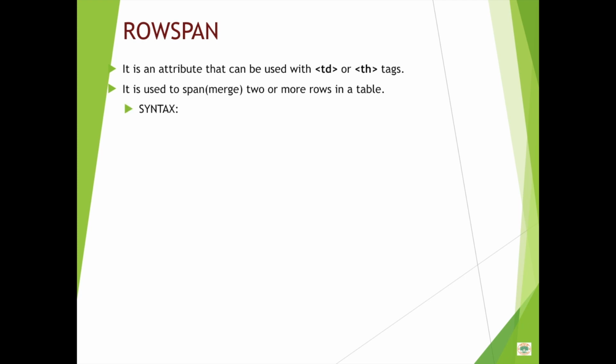The syntax is TD rowspan equals to number of rows to span. If you want to combine two rows, you will give TD rowspan equals to 2. If you want to combine 4 rows, you will give TD rowspan equals to 4.